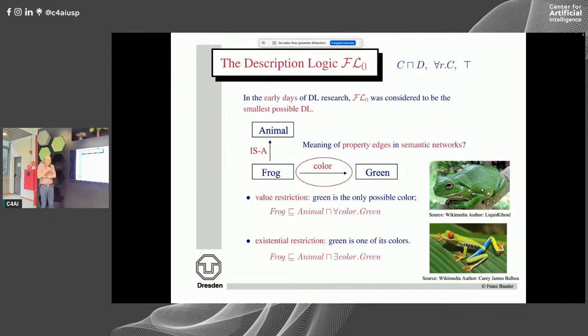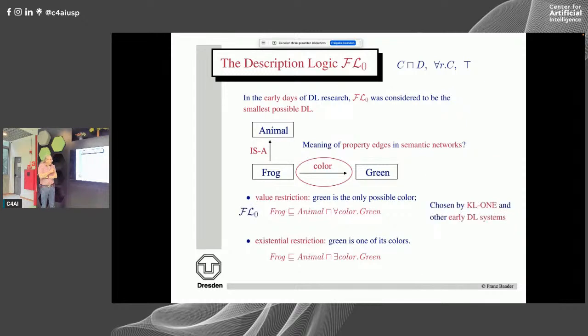But it could also be an existential restriction frog, where you say, okay, this could mean one of the colors must be green, but it could also have other colors, like this one. Red and blue, and yellow. So this would be the existential restriction reading. And in this early system called KL1, which is the predecessor of all description logic systems, they made this decision that these property links in semantic networks are interpreted as value restrictions. So green frog, only green. Okay.